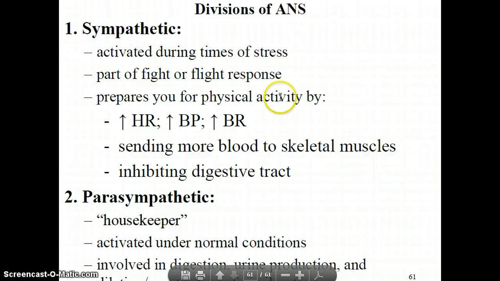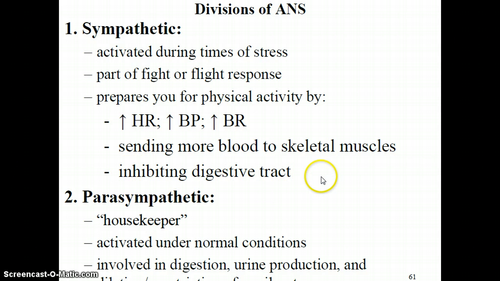Here are the divisions that I mentioned of the autonomic nervous system. So again, two branches of the efferent system, autonomic and somatic. We are now talking about the autonomic branch, or ANS, meaning autonomic nervous system. The sympathetic branch is activated during times of stress. It is part of what we call the flight or fight response, and it prepares you for physical activity by raising your heart rate, your blood pressure, and your rate of breathing. It sends more blood to the skeletal muscles, and it inhibits the digestive tract.